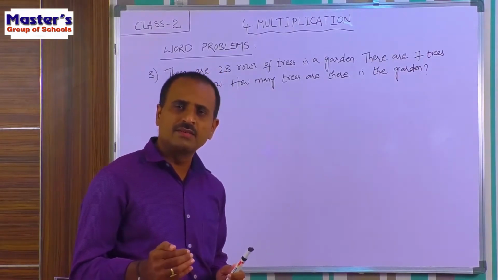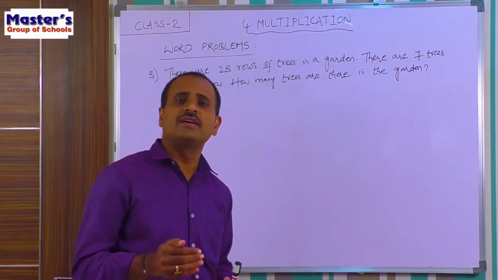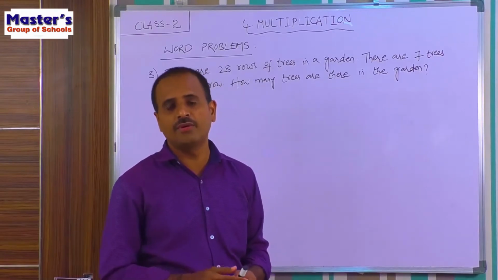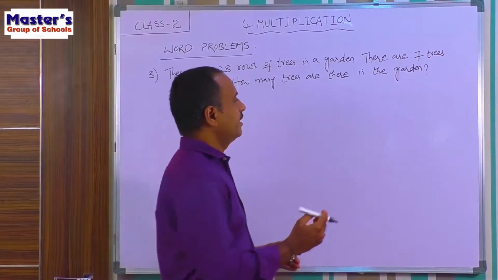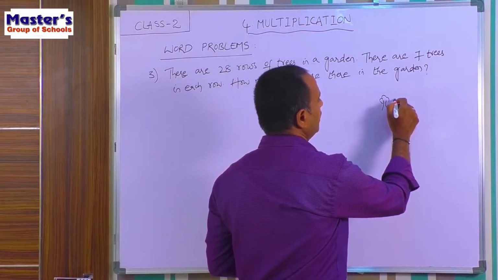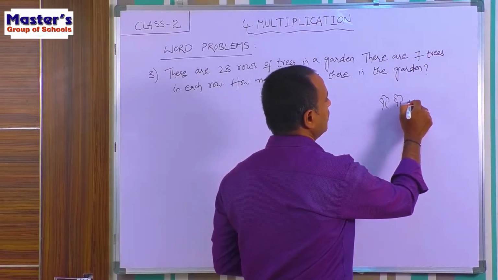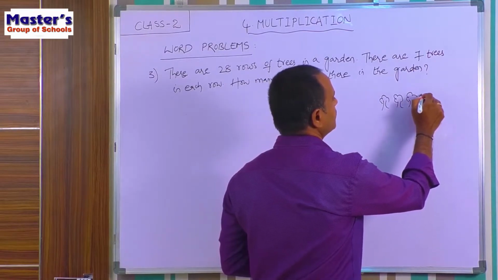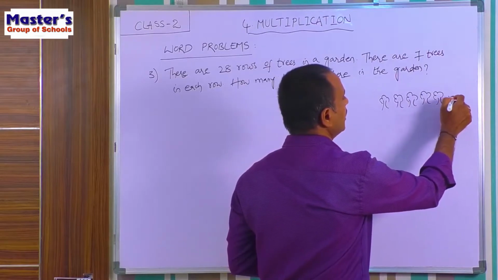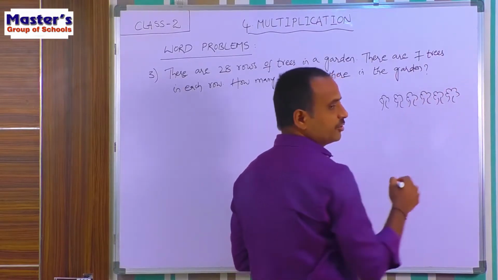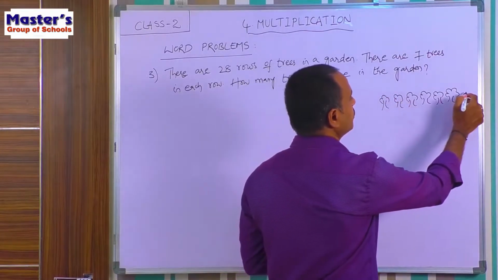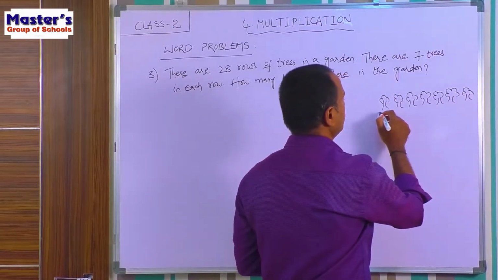So what is a row? A row means trees lying one beside the other. So children, if you take this as a row, this is one tree and another tree just beside it, and also another tree is there. In the same way, if the trees lie beside each other, then it is called a row. And for each row, how many trees are there? There are 7 trees in each row. Just like this.